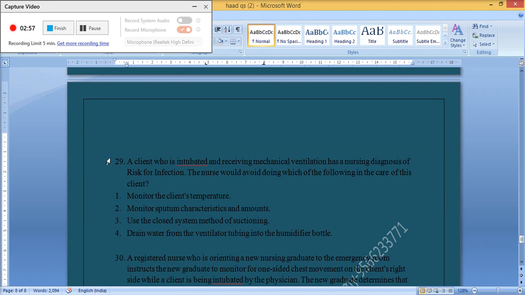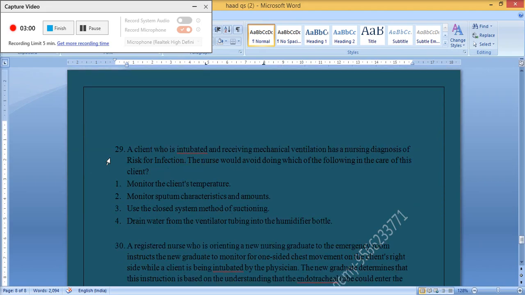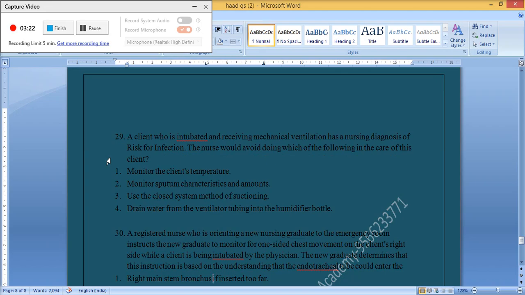29. A client who is intubated and receiving mechanical ventilation has a nursing diagnosis of risk for infection. The nurse would avoid doing which of the following in the care of this client? 1. Monitor the client's temperature. 2. Monitor sputum characteristics and amounts. 3. Use the closed system method of suctioning. 4. Drain water from the ventilator tubing into the humidifier bottle. The correct answer is 4. Drain water from the ventilator tubing into the humidifier bottle.